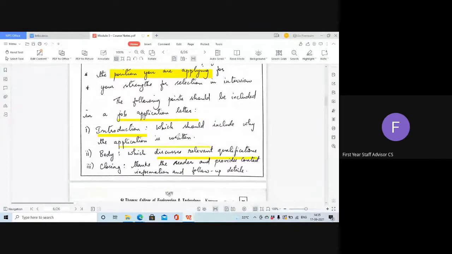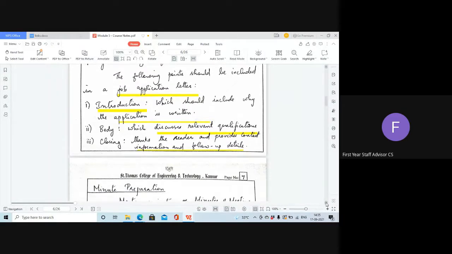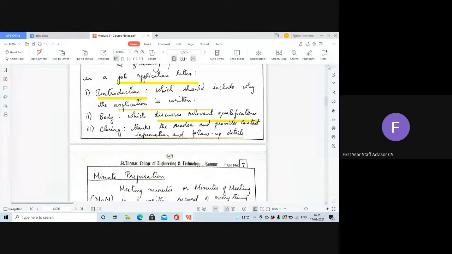So that should be explained in the body of the letter. And the third part is the closing paragraph. There you thank the reader and it should provide contact information and follow-up details. So you should give your details only then if they are interested, the organization is interested, they will be able to contact you. So these are the three paragraphs that should be included in a job application letter.